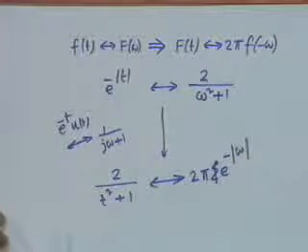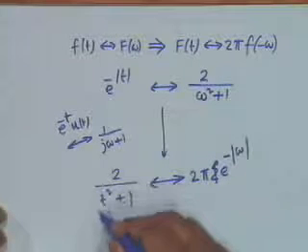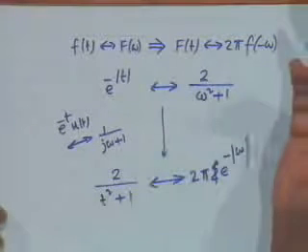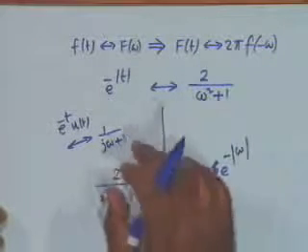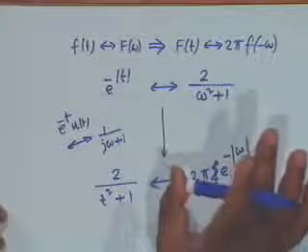Alright? We didn't have to integrate 2 by t square plus 1 times e to the minus j omega t. It is in fact not a simple integration. If you had to do it directly from the definition, it would have been a tough job. We didn't have to do that.